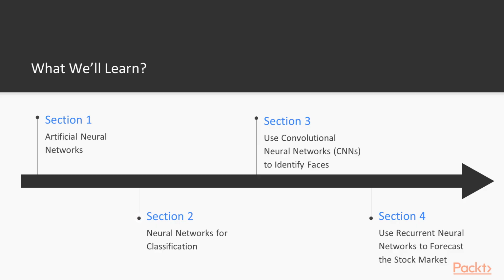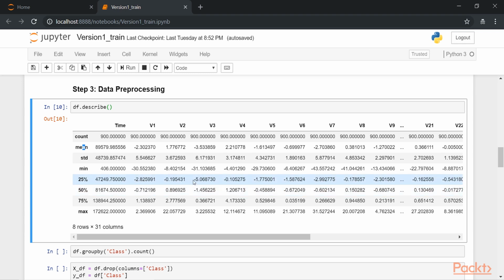In section 2, we will talk about multi-layer perceptron or plain vanilla neural networks that are very powerful for classification and can be used in many everyday classification problems you might encounter. So in section 2, you will use the neural networks to predict financial fraud.